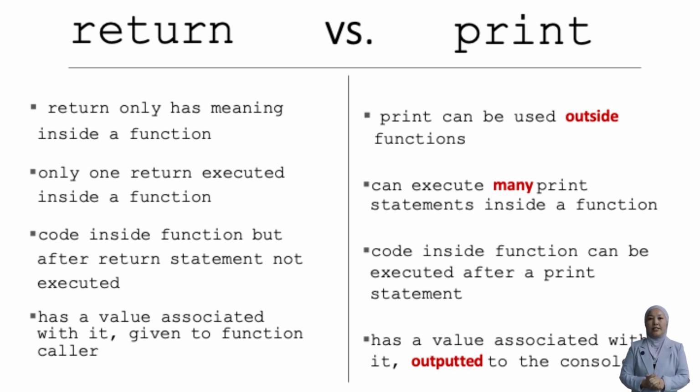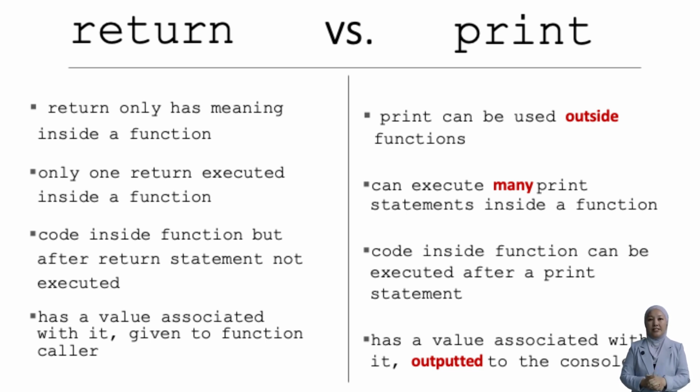They are fundamentally different. Return is an exit and data-passing mechanism that only has meaning inside a function. When a return statement is executed, it immediately ends the function's execution and sends a value back to the caller. A function can have multiple return statements, but only one will ever run per call. Any code in the function after return is ignored. The returned value can be stored in a variable, used in an expression, or ignored.